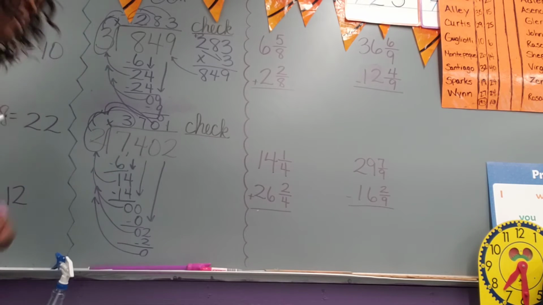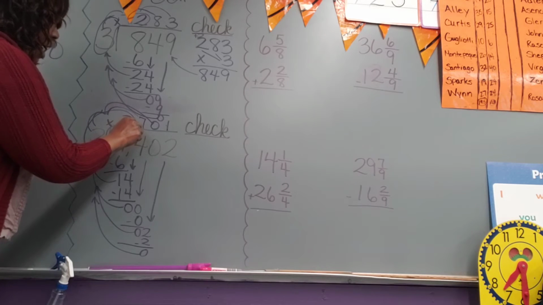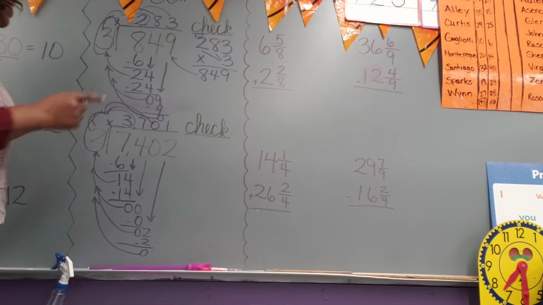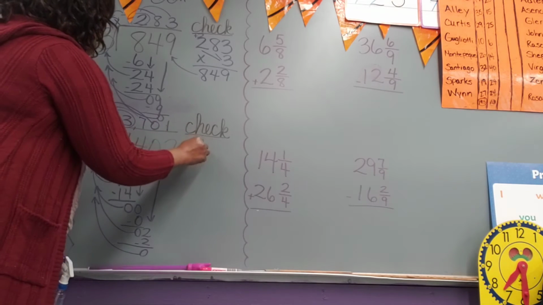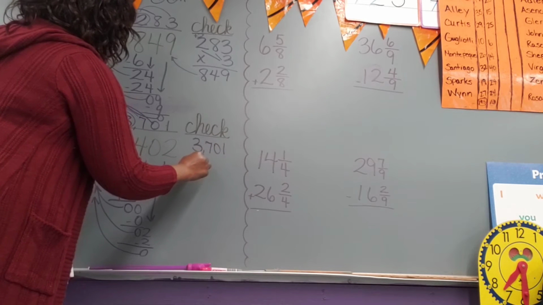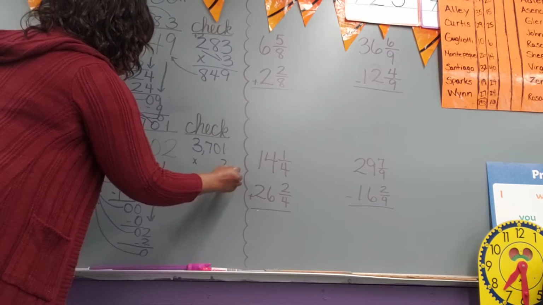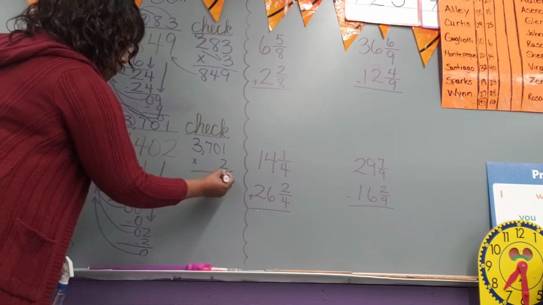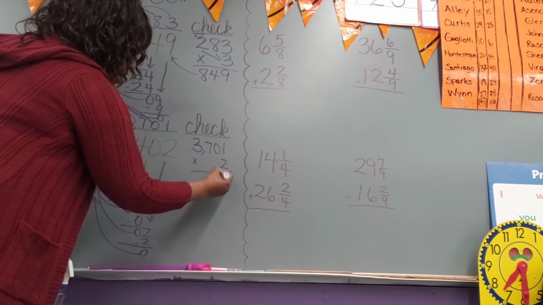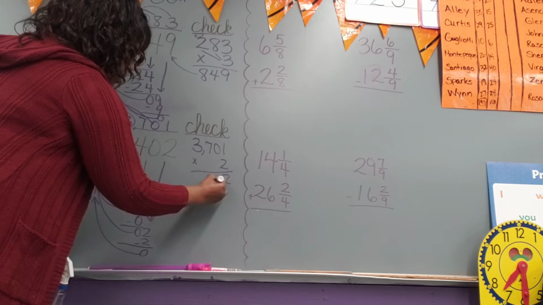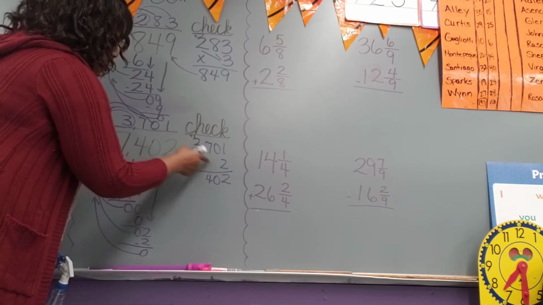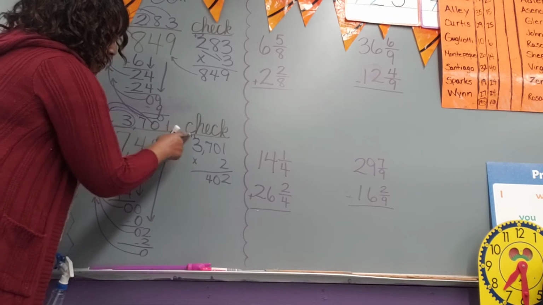But we're not done because we need to put our comma. I know some of you were probably yelling that at me. And we need to check. 3,701 times 2. 1 times 2. Very good. 0 times 2. 7 times 2. Carry over the 1 with a plus sign in front of it. And 3 times 2 plus 1.